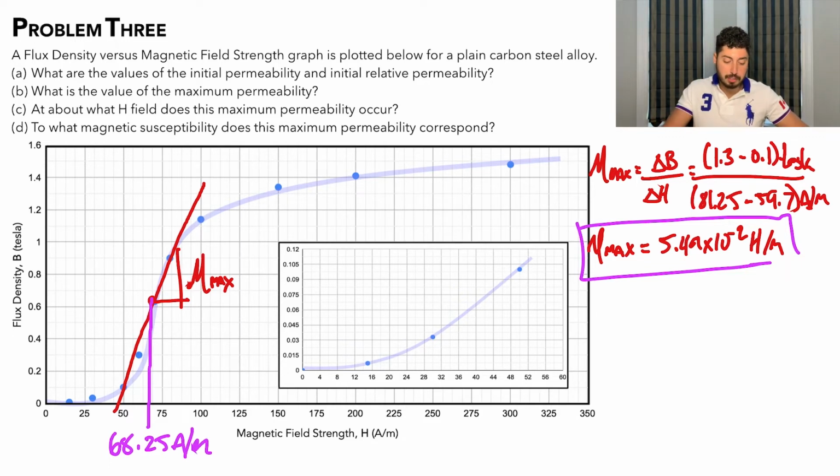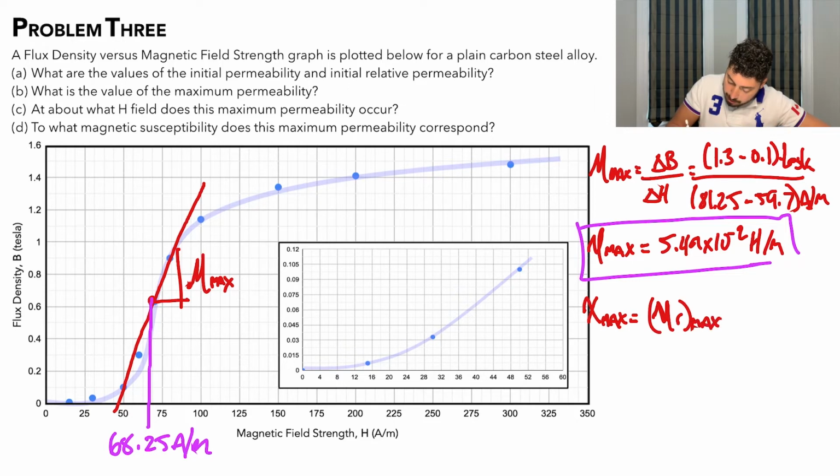And the final thing we need to do is part D. Part D says, to what magnetic susceptibility does the maximum permeability correspond? So we know that our maximum susceptibility, or chi max, is equal to our maximum relative permeability minus 1. But we don't have a relative permeability at our maximum. We only have the initial relative permeability.